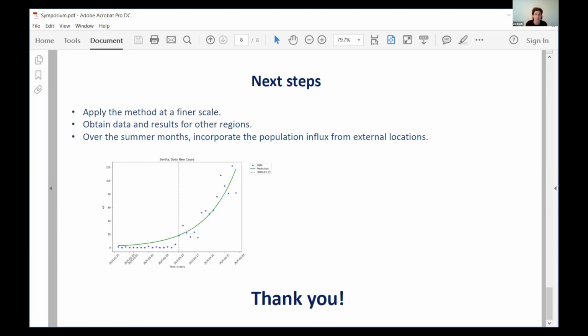And I'm just showing here another result from the model where we consider not only the first phase, but also the second phase after the first light measures were introduced. So with that, I can stop here.